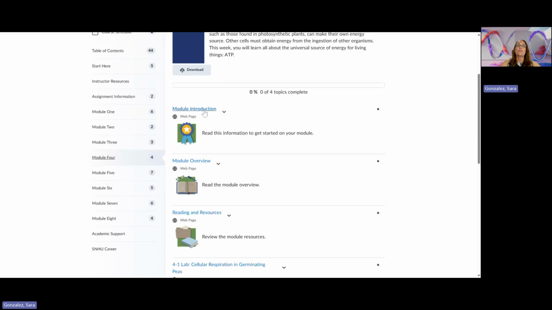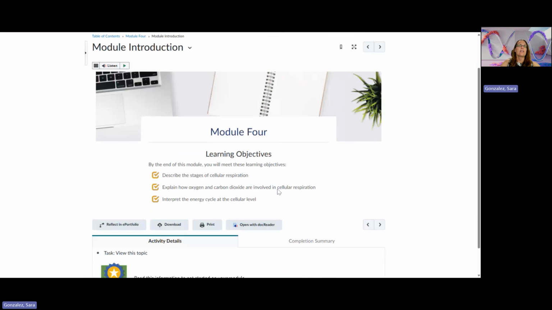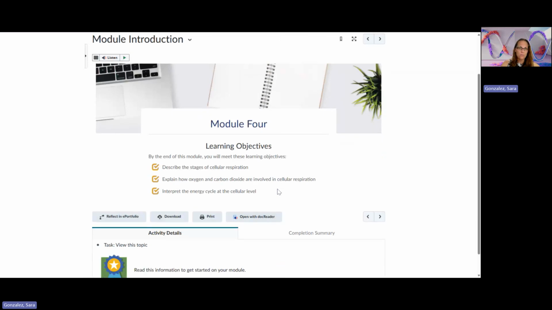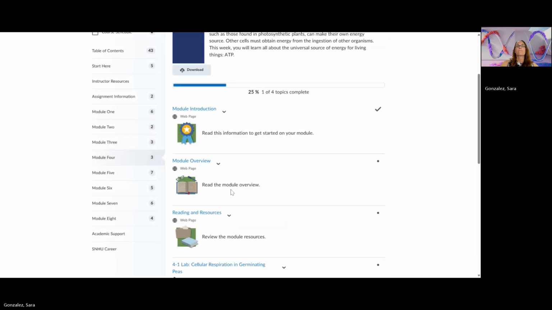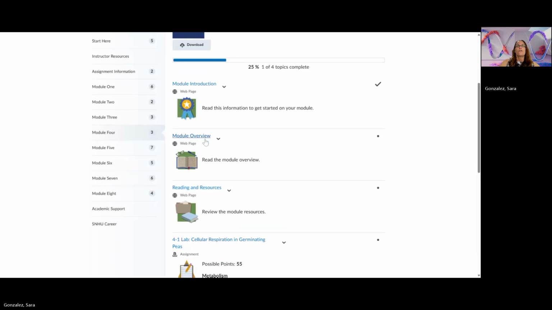In your intro here, if you want to take a look at the intro, just looking at the objectives, what we're going to be learning here. So using that energy on the biological aspects, looking at cellular respiration, the exchange of oxygen and carbon dioxide, and anything that occurs at the cellular level here. For the overview, again, very similar, so just take a look at the overview.